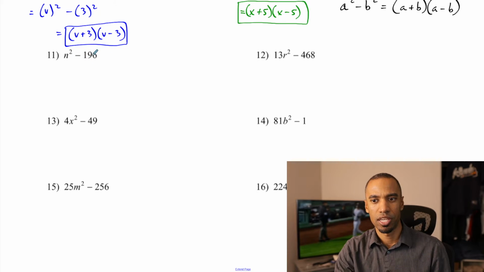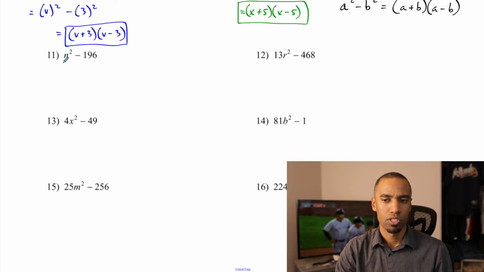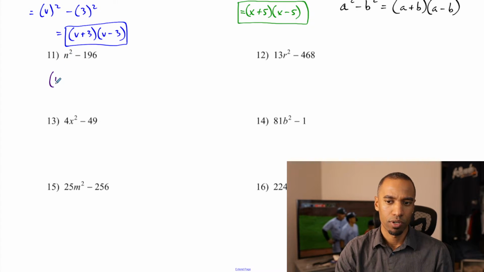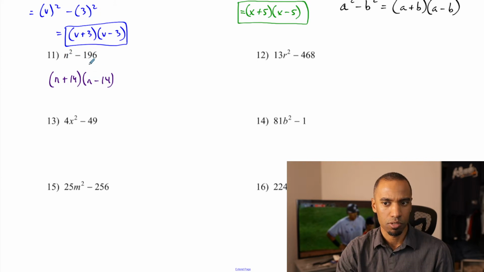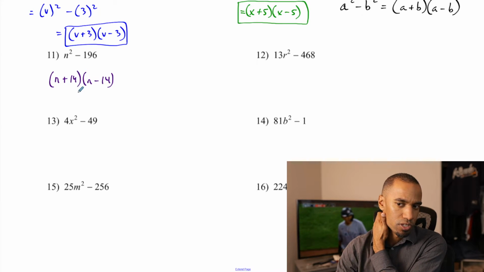n squared minus 196. 196 was 14 squared, so this does become n plus 14 times n minus 14. Again, that's just as fast as it goes. Once you recognize that n is squared, right? a squared minus b squared, that is n squared minus 14 squared.